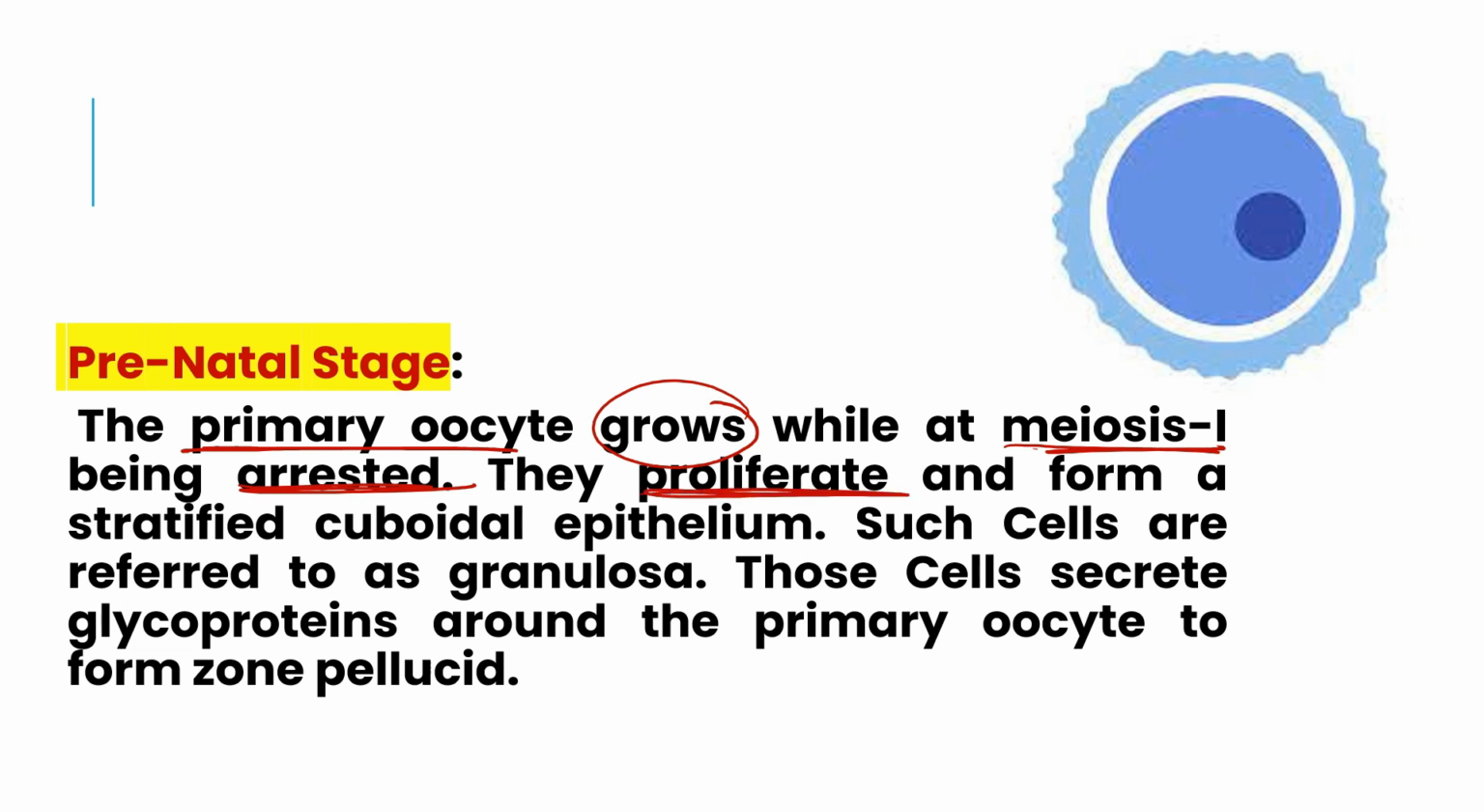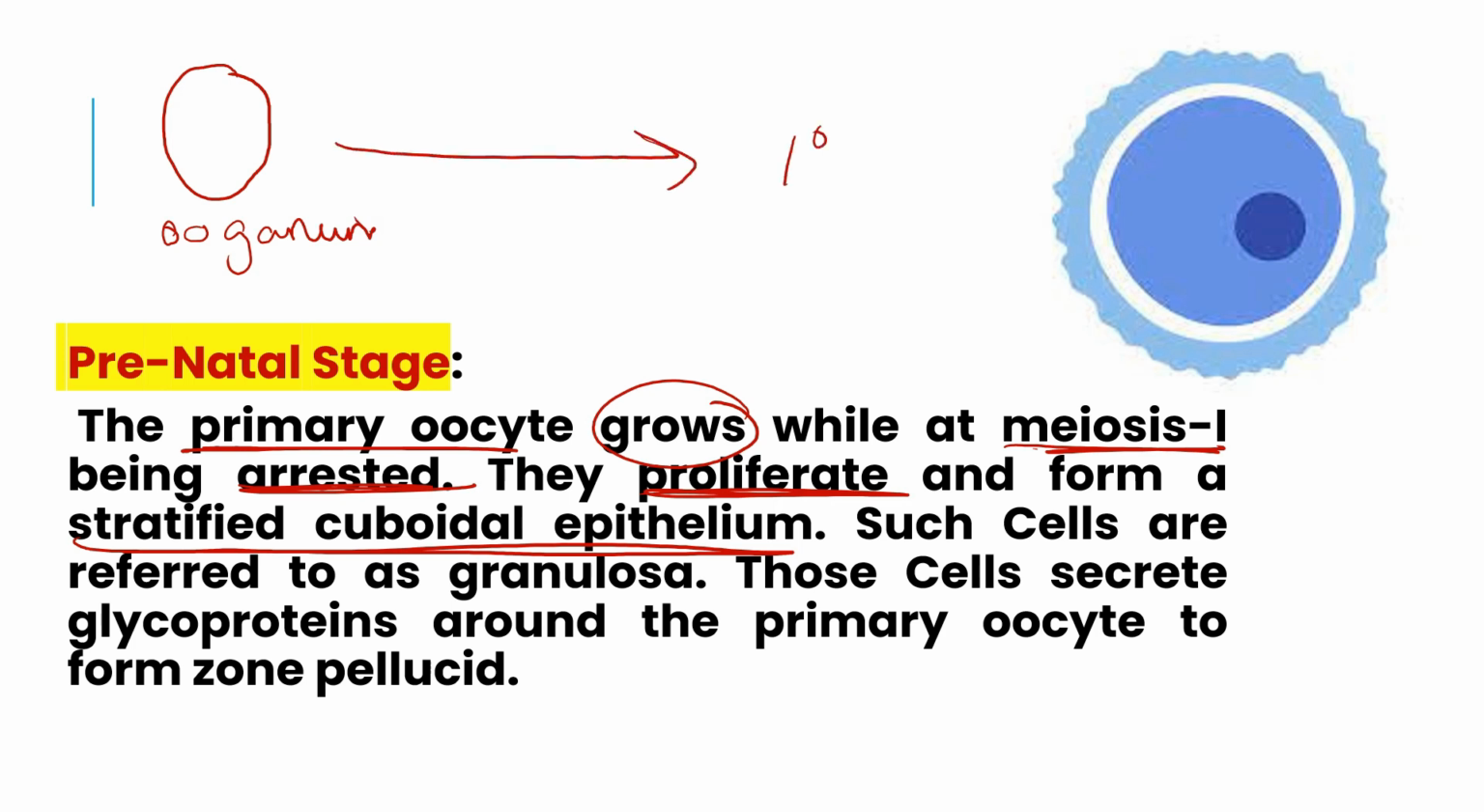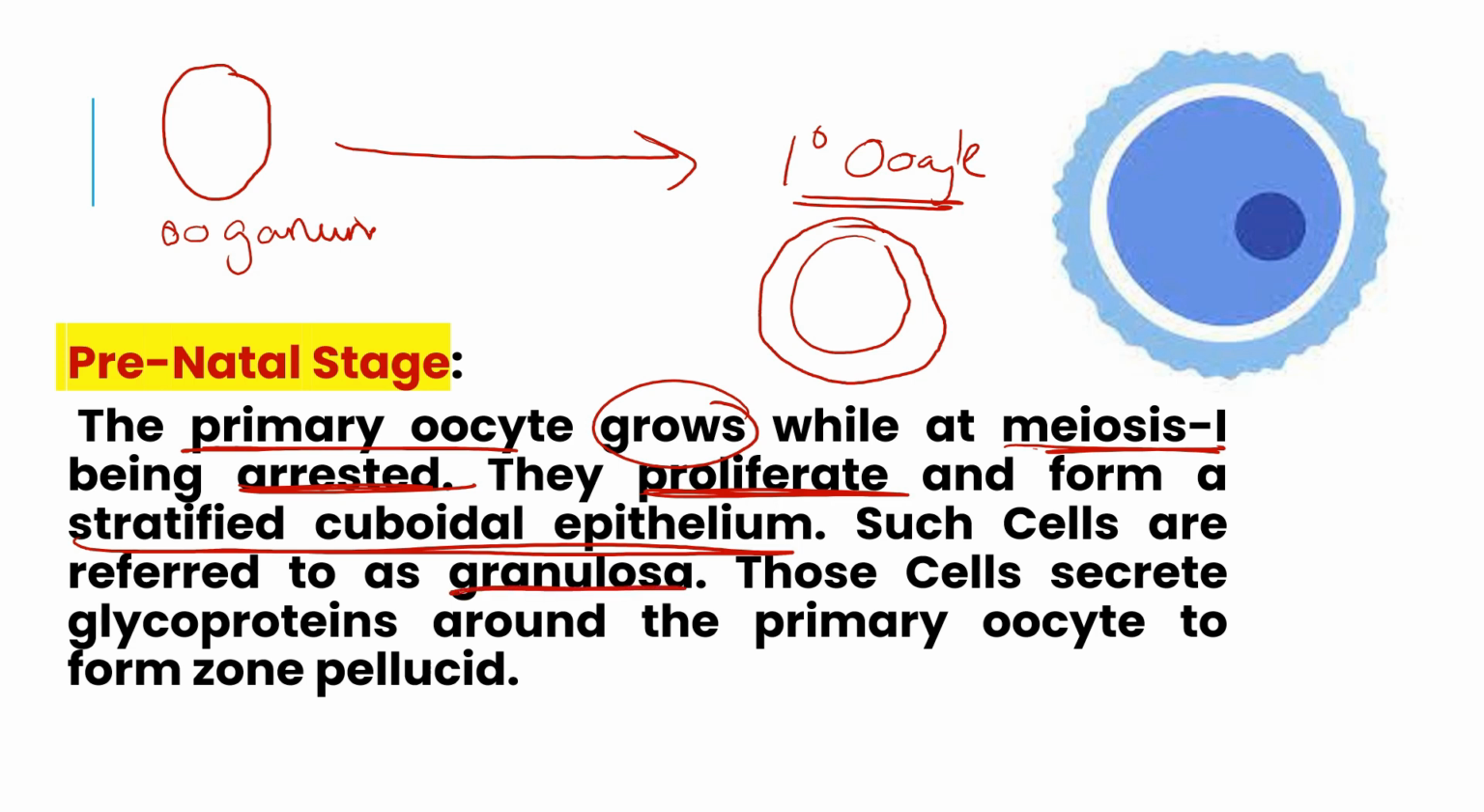Here they proliferate and form a stratified cuboidal epithelium around itself. So earlier we have an oogonium with us that will be converted into the primary oocyte, and this primary oocyte will have a stratified cuboidal epithelium cell layer around itself. Such cells are referred to as granulosa cells, and these cells secrete a glycoprotein around the primary oocyte to form a layer called the zona pellucida. So that means if this is a primary oocyte, it will have a glycoprotein layer known as the zona pellucida.